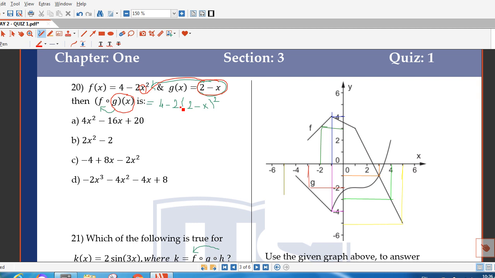In this writing, we have to be careful. Don't write 4 minus 2, which is 2. Never, since 2 is attached here. And I am just going to write 4 minus twice of. I have to find the square of 2 minus x: square of first, minus twice of first and second for x, plus square of second.